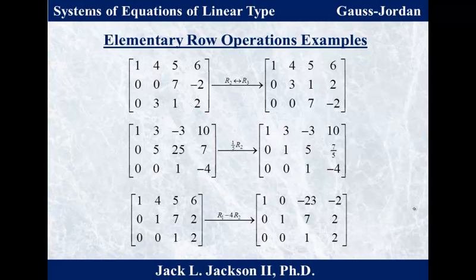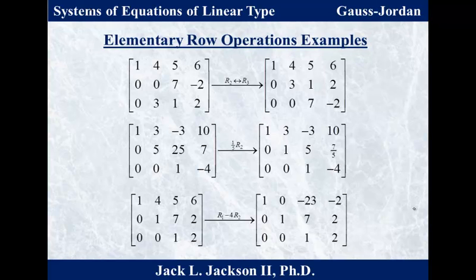Pretty simple concept. The next one, what I want to do is take 1/5 times row 2. So notice only row 2 is changing. This is the more typical situation where only one row changes at a time. So the first thing you do is you copy down the things that are not changing.